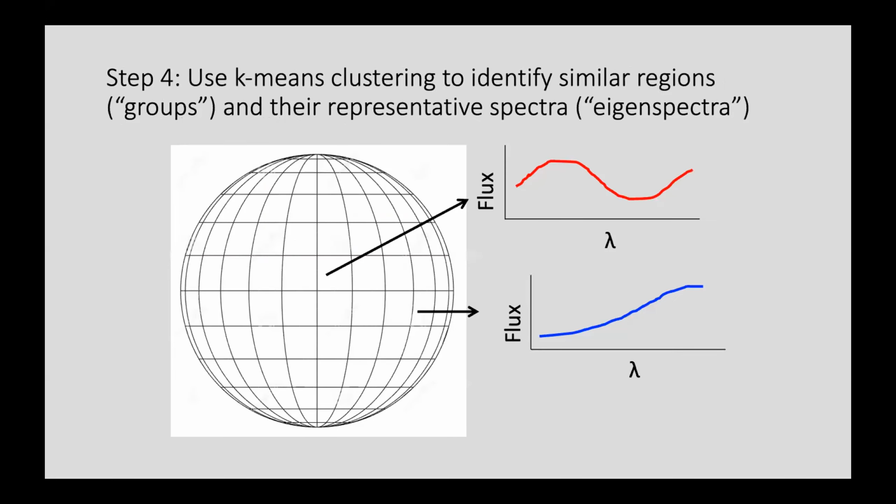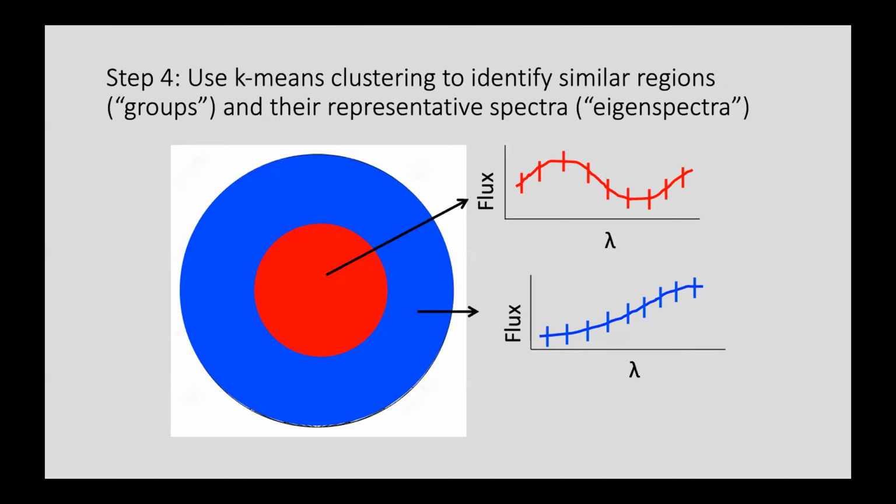So then we take our planet map and we divide it up into a grid in latitude and longitude. From each point on that grid, we extract out a spectrum. And then we use a k-means clustering algorithm to identify regions of our planet's map that have similarly shaped spectra, which we refer to as groups. And then from each of those groups, we take all of the spectra from all of the different grid points that were sorted into that group and take the mean of all of those spectra as the representative spectrum of that group, which we call an eigenspectrum.